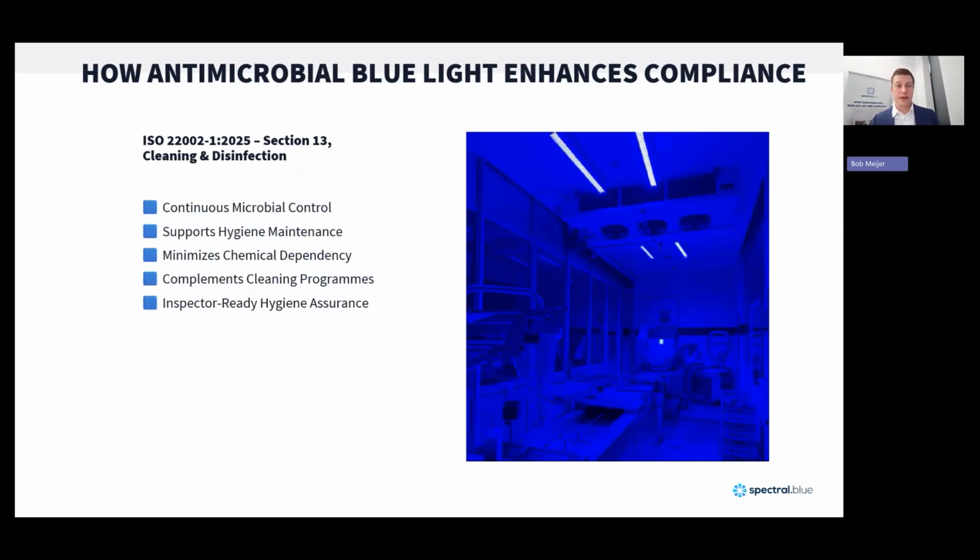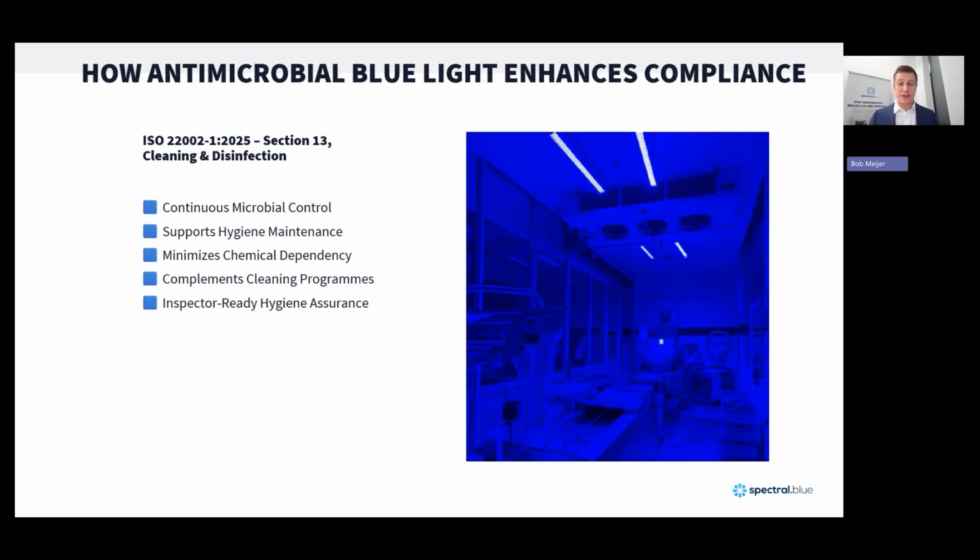Then section 13 again, cleaning and disinfection. Antimicrobial blue light provides ongoing disinfection between scheduled cleaning cycles, especially valuable in high-touch or hard-to-reach areas. It helps maintain required hygiene levels in production zones and working environments without disrupting the operations. It reduces reliance on frequent chemical disinfection, supporting sustainability goals and minimizing residue risks in sensitive environments.